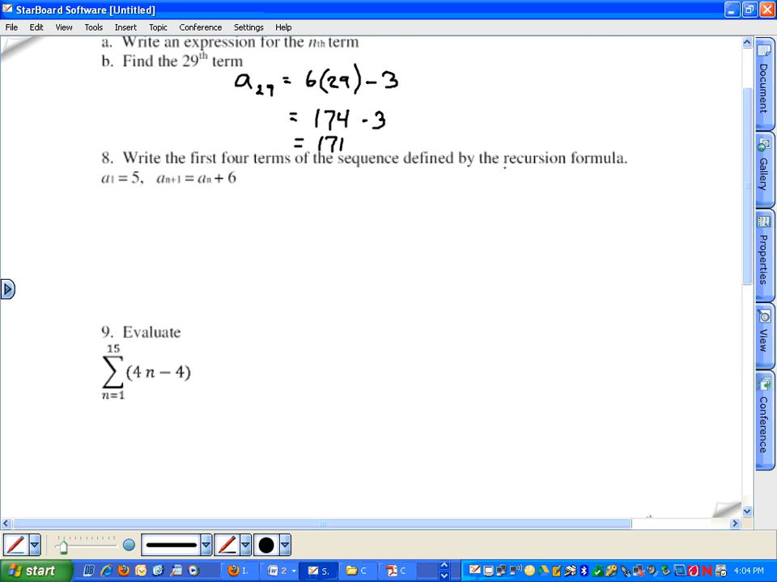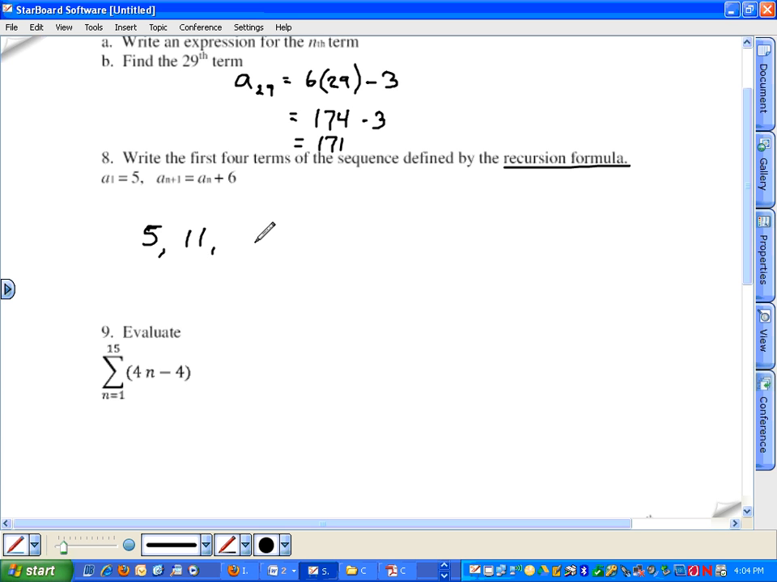Okay. The recursive formula, or recursion formula here. Recursive formulas will always give you a first term and then a way to find the next term based on the term in front of it. That's what this means. A sub n plus 1 means the next term. A sub n means the current term, plus 6. So if we know the first term is 5, the next term, if we follow this formula, is equal to the current term plus 6. Well, the current term is 5. If you add 6, you get 11.